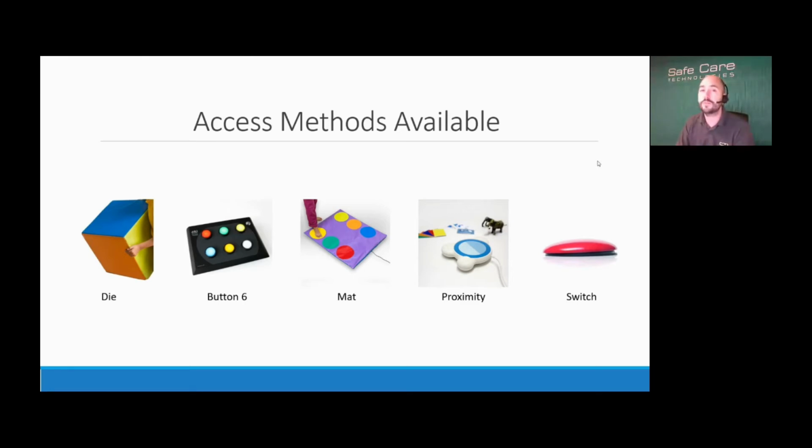Okay, and the last one then is the switch. So that's just a simple press of a switch, and that will activate as well. So much like the button 6, but this is just one single switch, and that will activate the specific scene that you wish to activate as well.